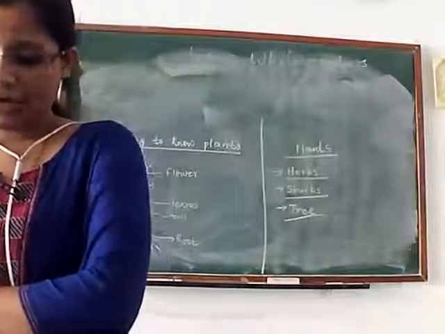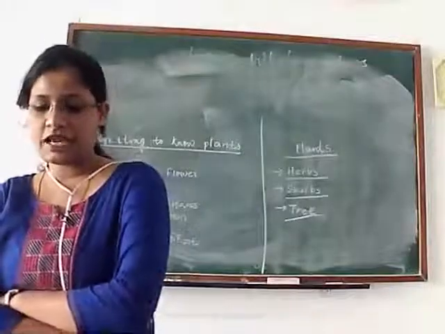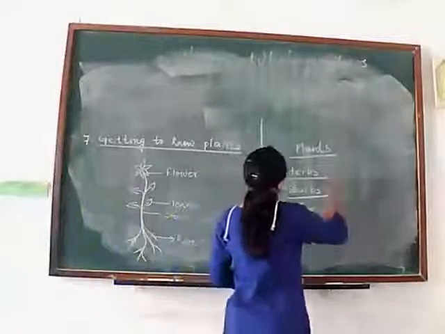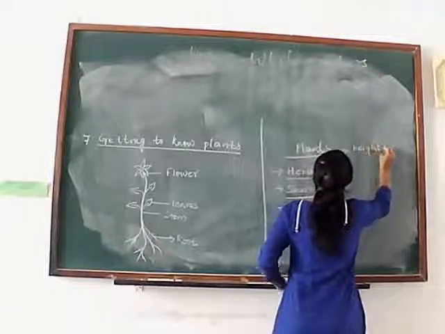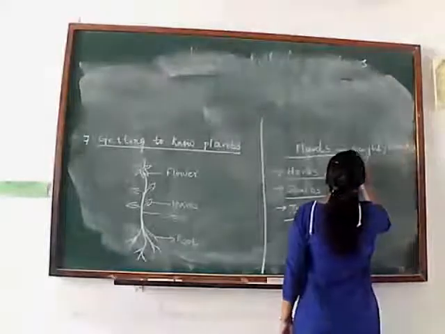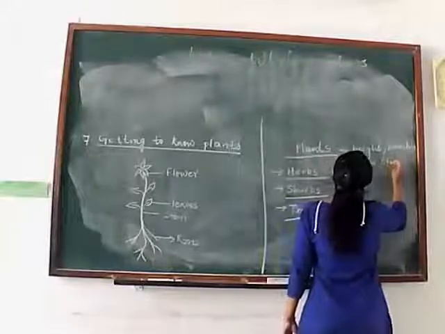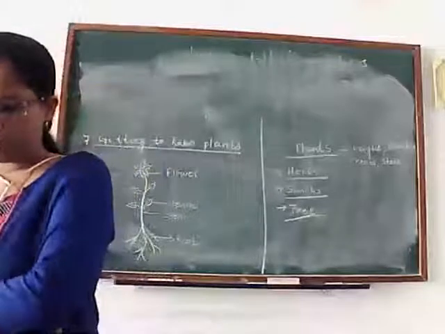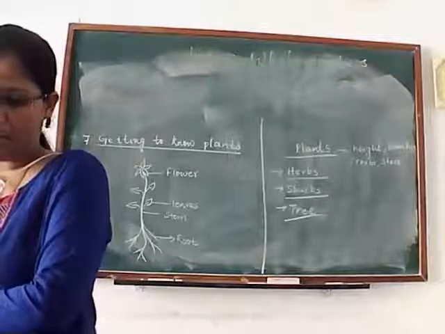How are plants classified into groups? Plants are usually grouped as herbs, shrubs and trees on the basis of their height, stem and branches. Plants are classified on the basis of their height, branches, branching pattern, their roots and their stem.